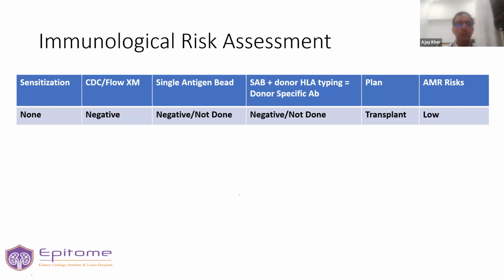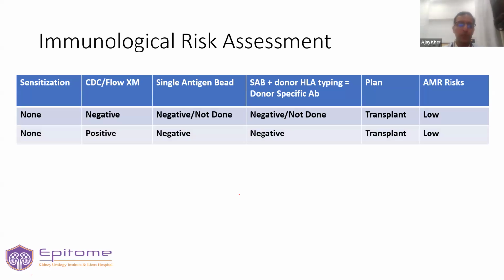So let's say there is no history of sensitization. The flow cross match is negative, single antigen bead is negative. If the single antigen bead is negative, then with the HLA typing, you know that it's not going to be positive because there are no HLA antibodies. You can move forward with the transplant and the risk of antibody rejection is low.